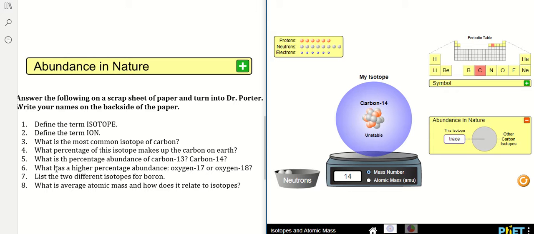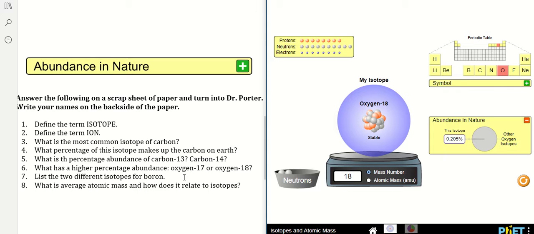What has a higher percentage abundance, oxygen 17 or 18? Click on oxygen. I can clearly see the most abundant isotope of oxygen is oxygen 16. If I push it up to oxygen 17, 0.038% is oxygen 17. Oxygen 18, though, by comparison, there's a larger percentage of oxygen 18 at 0.205. So, oxygen 18 has a higher percentage abundance.